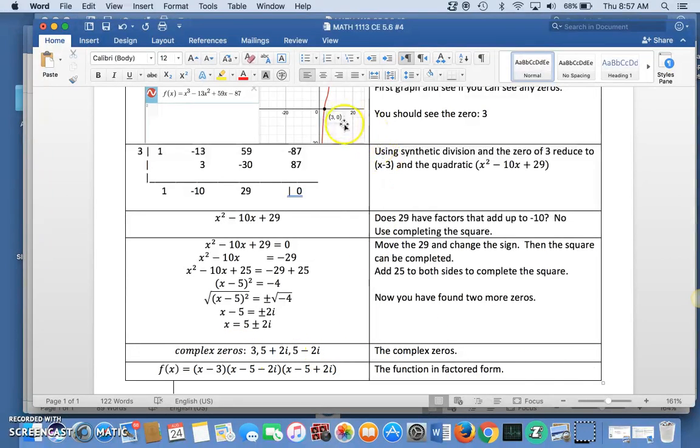Those are your zeros, and of course, that's what the graph looks like. I hope you understand this.